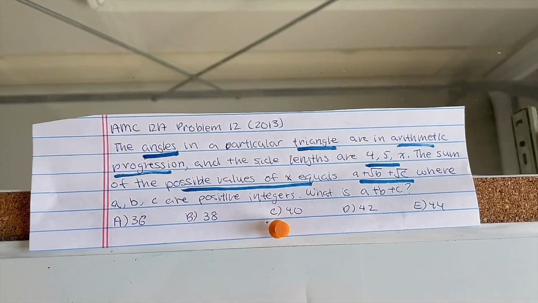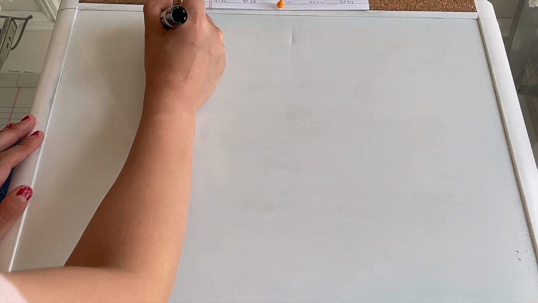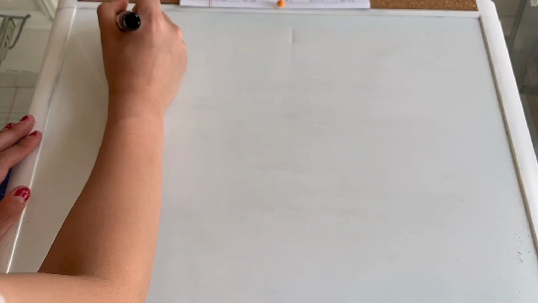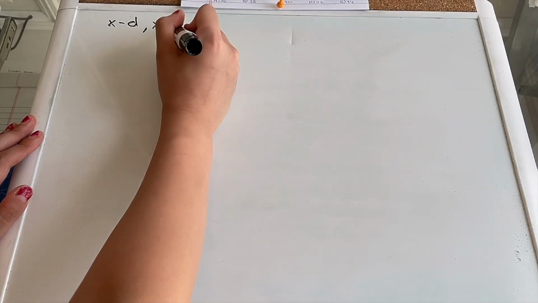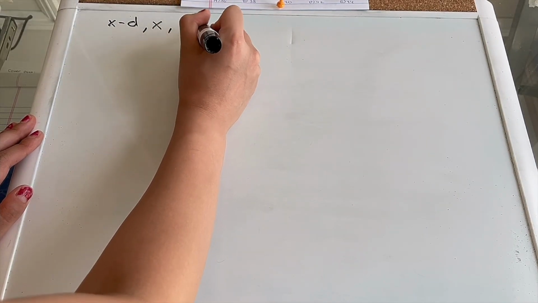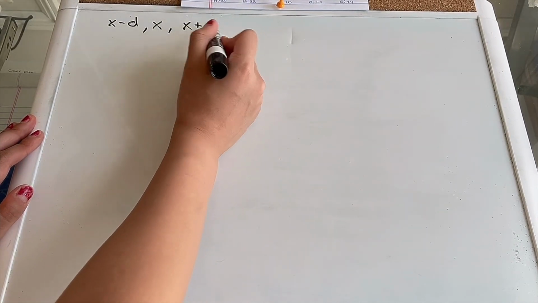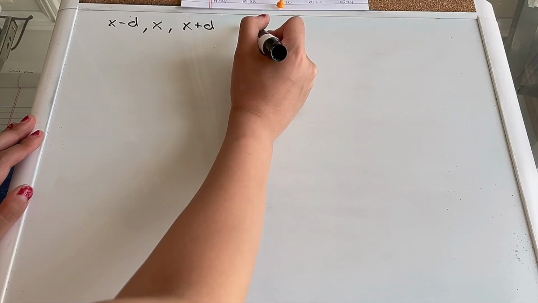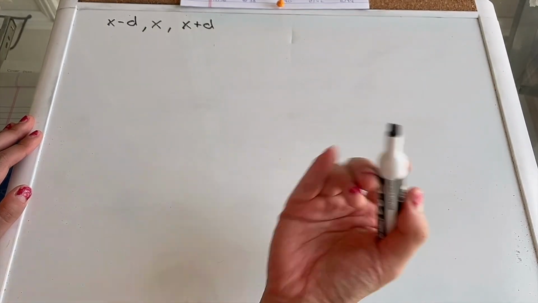So an arithmetic progression is a series which has consecutive terms having a common difference between the terms of a constant value. So what this means is if the middle term was x, then the term before it would be x minus d, which is the common difference. And the term after that will be x plus d, where d is the common difference. And then it would be x plus 2d, x plus 3d, etc.